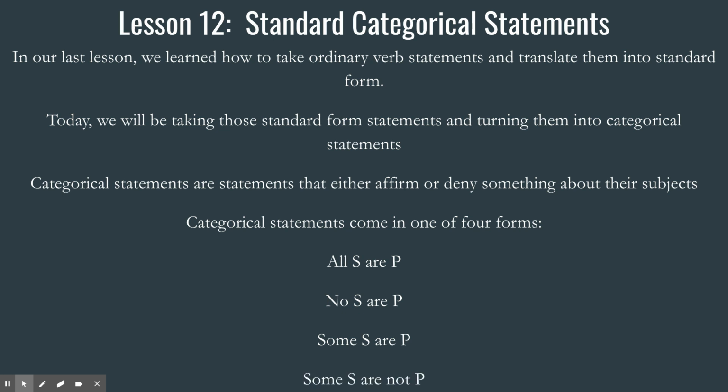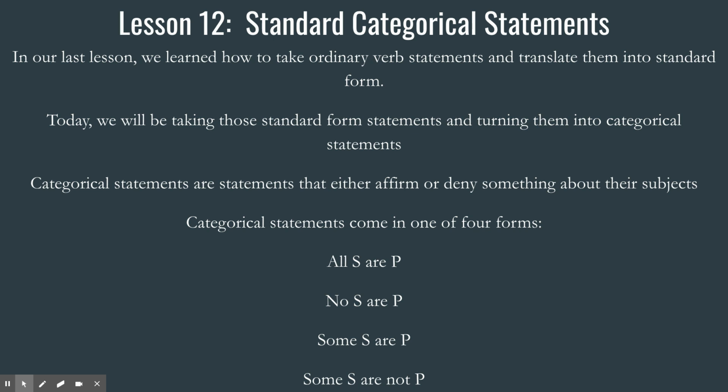All S are P, which we call an A statement. No S are P, an E statement. Some S are P, an I statement. And some S are not P, an O statement. A, E, I, and O. All S are P, no S are P, some S are P, some S are not P.